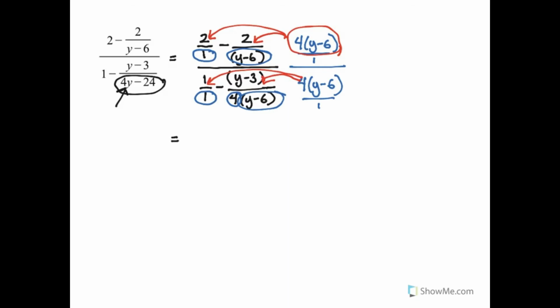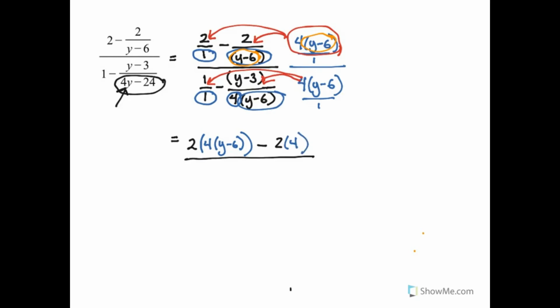Now it's a lot of work to write that all out, but if you're not sure what's going on, it's best to do it. But basically what I have is 2 times 4 times y minus 6. They're both over 1. So I'm going to write that. That's the first term. Now I'm subtracting the second term, and so I'm multiplying 2 times 4 times y minus 6 over y minus 6, and the y minus 6 is here. This one and this one will cancel. So now I'm just subtracting 2 times 4.